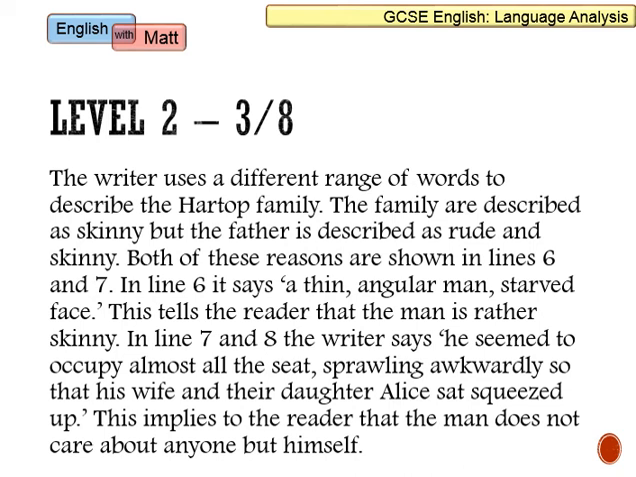The student says, "The writer uses a different range of words to describe the Hartop family. The family are described as skinny, but the father is described as rude and skinny. Both of these reasons are shown in lines 6 and 7. In line 6 it says 'a thin, angular man, starred face'. This tells the reader that the man is rather skinny. In lines 7 and 8, the writer says 'he seemed to occupy almost all the seat, sprawling awkwardly, so that his wife and their daughter Alice sat squeezed up'. This implies to the reader that the man does not care about anyone but himself."